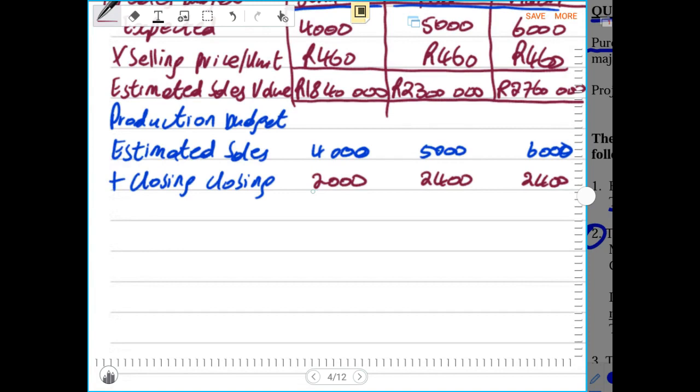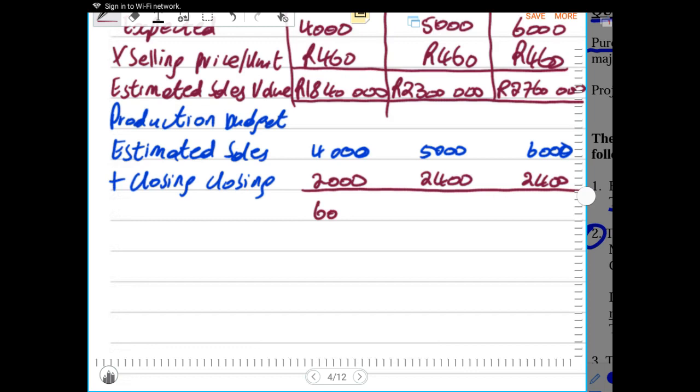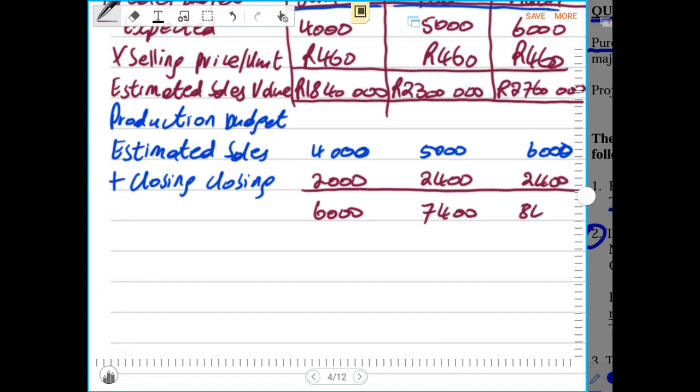Then after we add the two, we get to the units required. This will be 6,000, this will be 7,400, and this will be 8,400. These are the units required. Then after, we less opening inventory, because opening inventory was already produced in the previous accounting period.